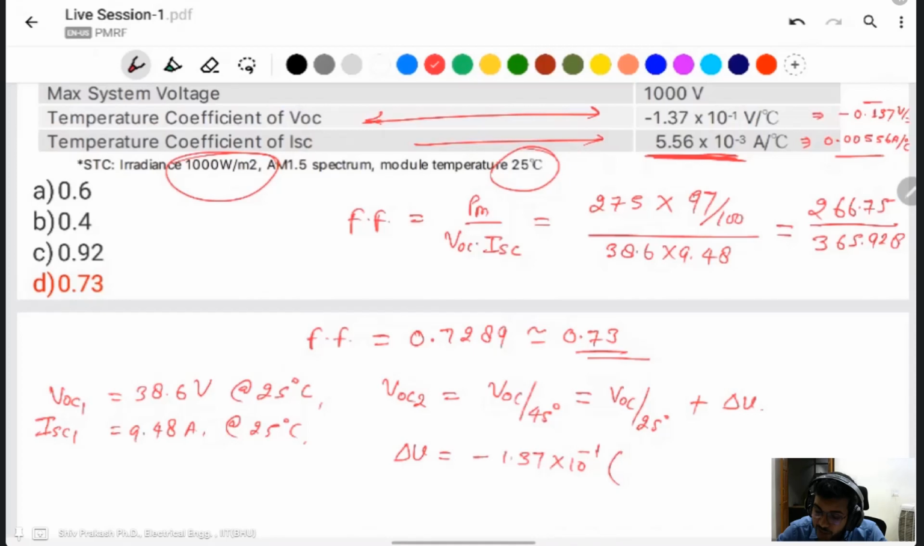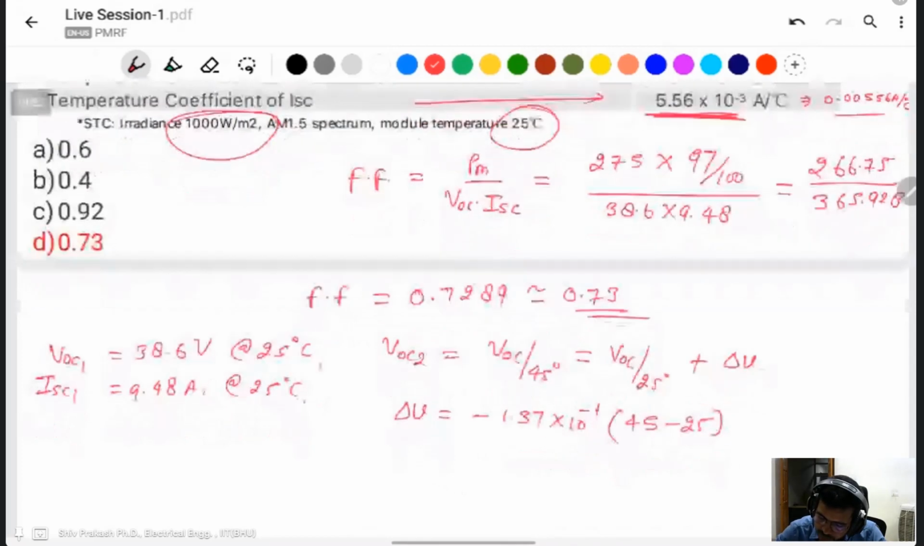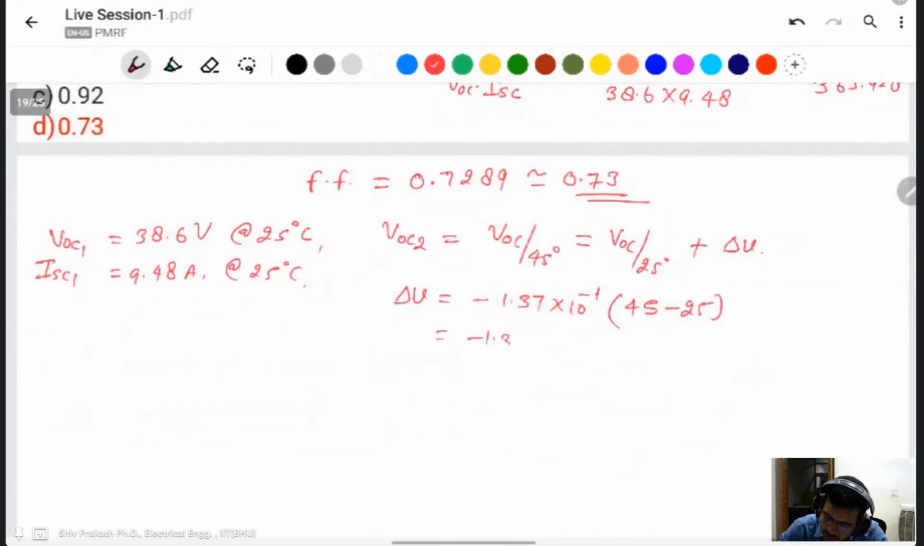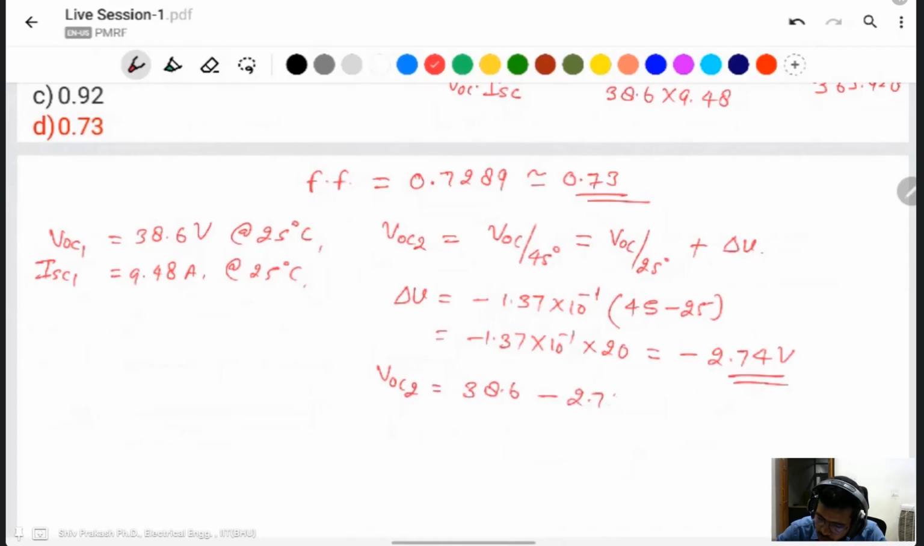multiplied by how many degrees centigrade the temperature changes, that is final temperature minus initial temperature. Minus 1.37 into 10 to the power minus 1 into 20 gives minus 2.74 volt. Then VOC2 is VOC at 25 degree centigrade, 38.6 volt, minus 2.74 volt, which is equal to 35.86 volt.